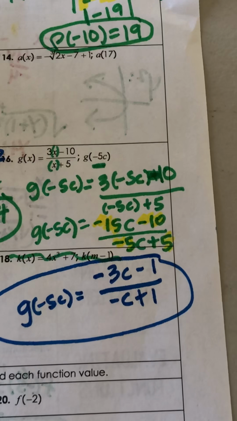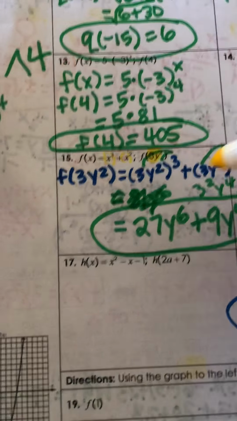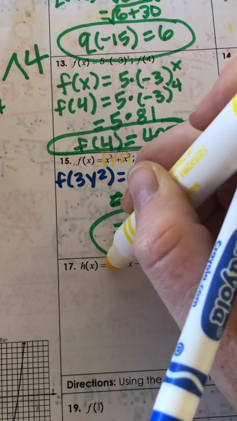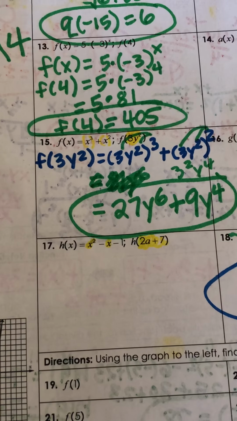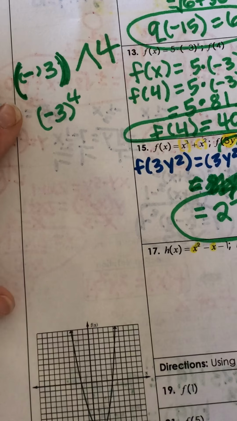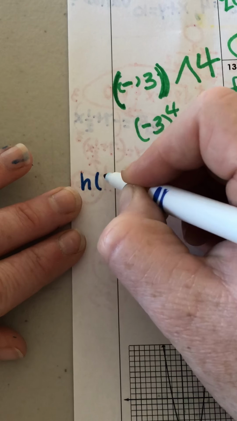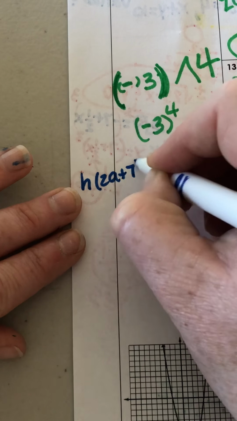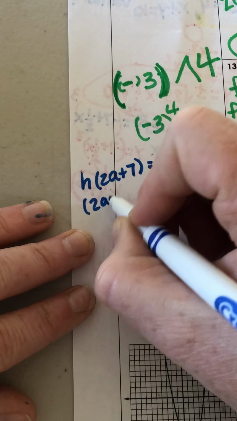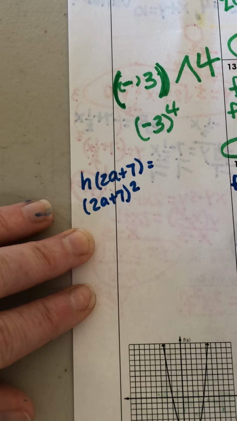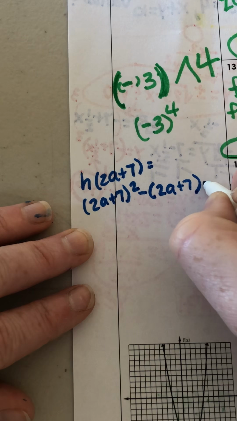All right, last evaluating has a 2a plus 7, and then also something squared. So it's going to take a little bit for this one. I'm going to fill it in over here. So h of 2a plus 7 will equal (2a plus 7) squared minus (2a plus 7) minus 1.